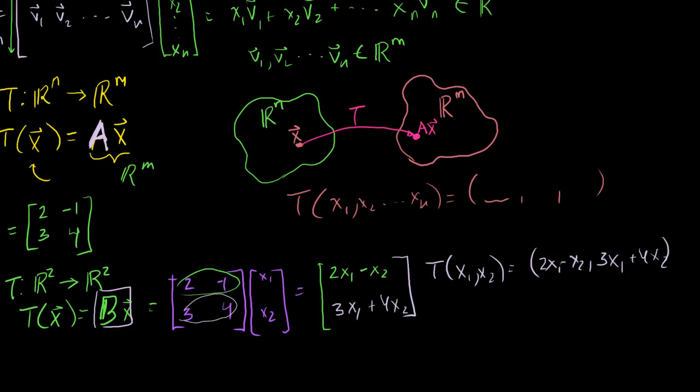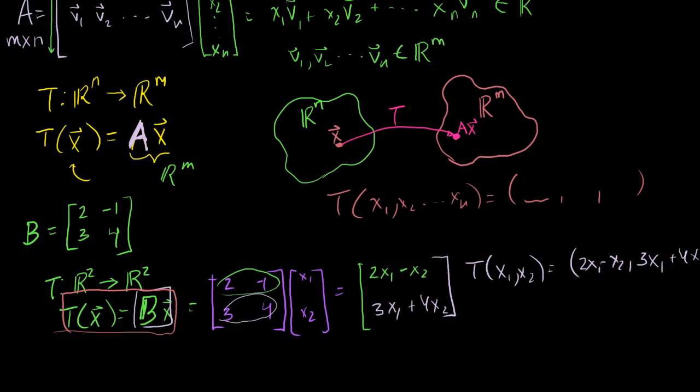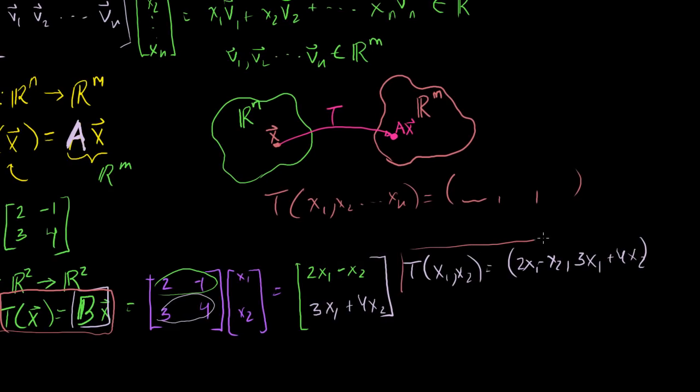So hopefully you're satisfied now that matrix multiplication isn't some new exotic form of transformation. This statement right here is just another way of writing this exact transformation right here.